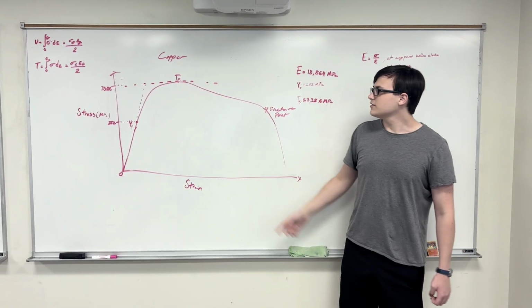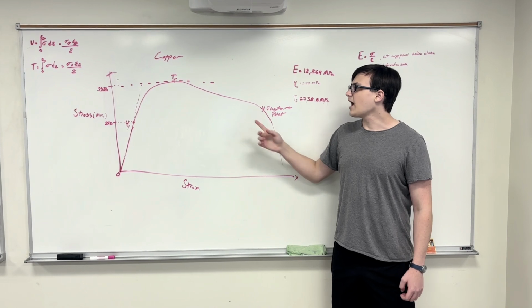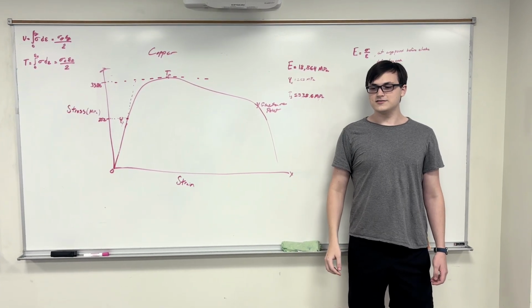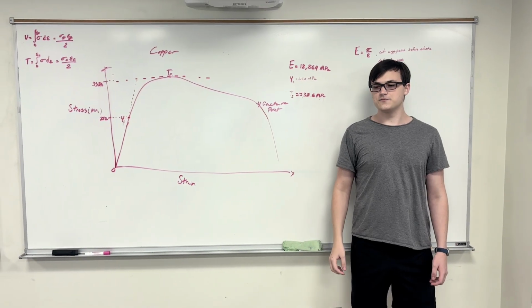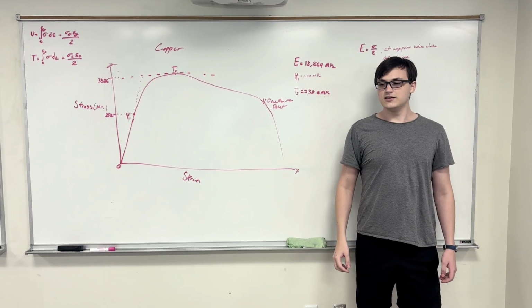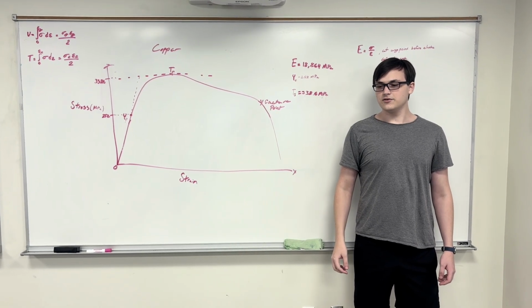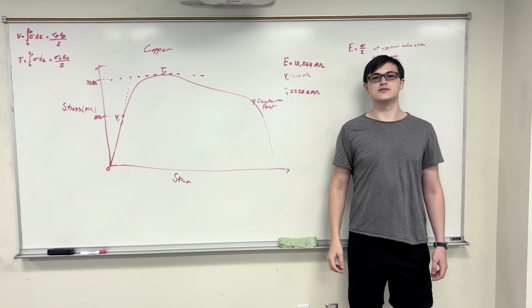So to find the yield point, you find the point where the line stops being linear, and for the yield strength, you find what the stress is at that point. The yield stress for aluminum is 1,925 megapascals. The yield strength for steel is 120.8 megapascals, and the yield strength for copper is 252 megapascals.